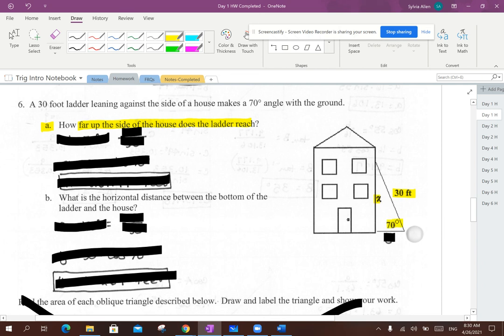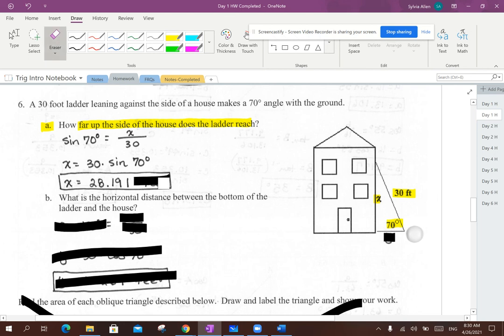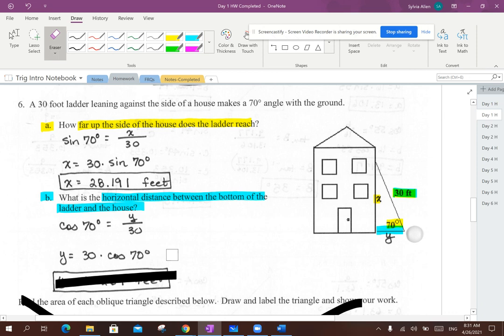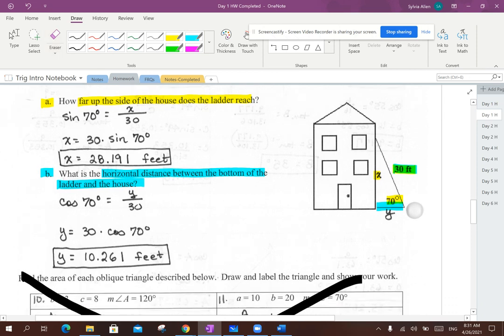So let's go ahead and do sine. Sine of 70 degrees is equal to X over 30. We're going to multiply both sides by 30, and then we find out that X is 28.19 feet. And on the second one, what's the horizontal distance from the bottom of the ladder to the house? So we're going to make that Y. And so now we use 70 degrees because that's given, and our 30 because that's also given. So we're going to use cosine, all right? So setting up that ratio, multiplying by 30, and you get 10.261.